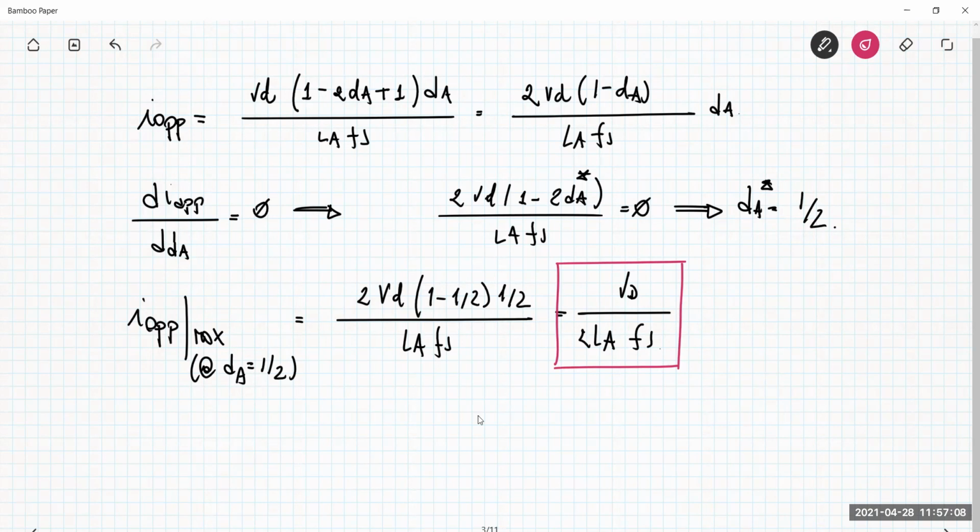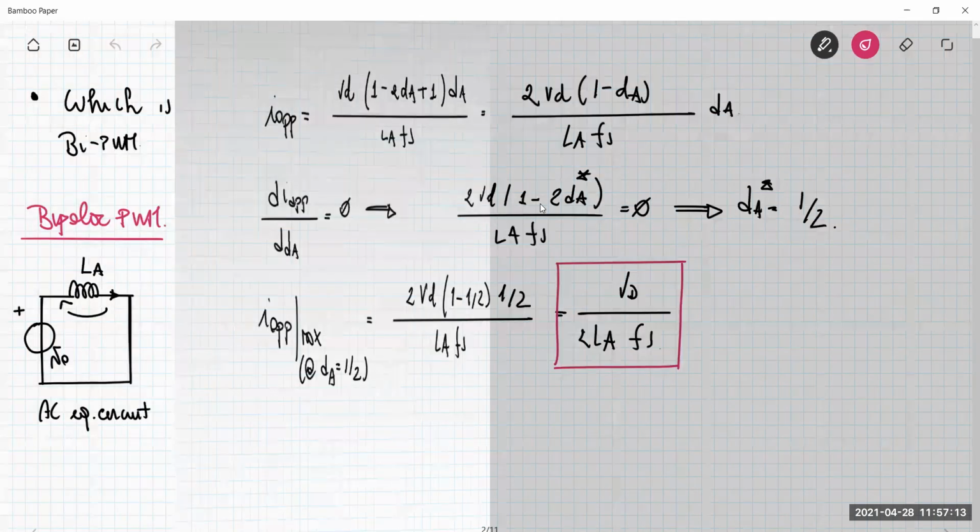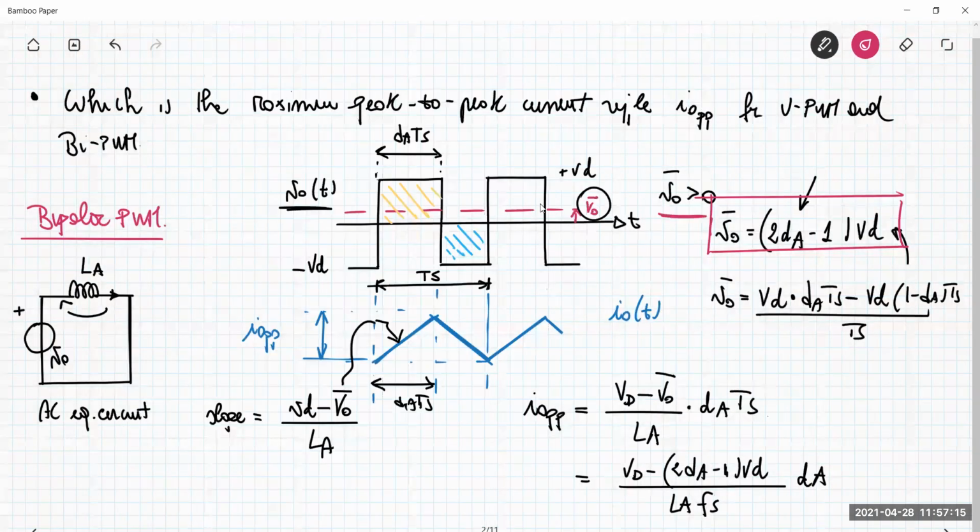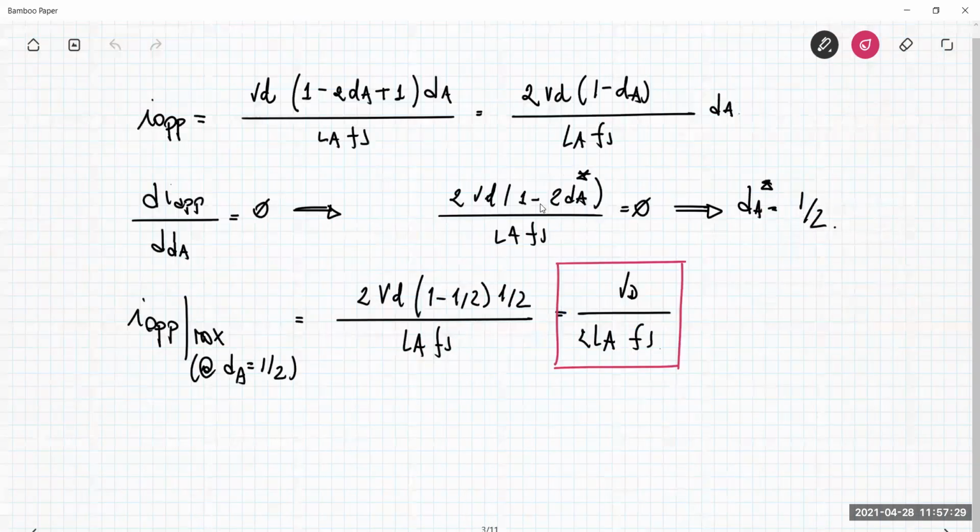We obtained this value for the output voltage average value which is positive, but since nothing changes in the time domain waveform of the output voltage, even in the situation in which the average is negative, we can get these results as a general conclusion for both positive or negative average value. This is for V naught positive, and also for V naught negative.